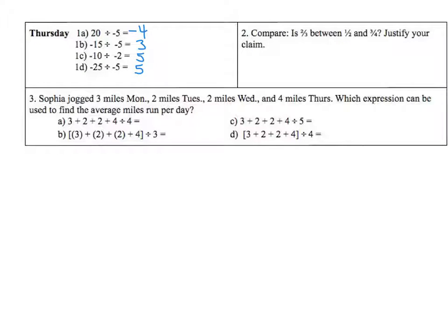Back to 1b, 15 divided by 5 is 3, 10 divided by 2 is 5, and 25 divided by 5 is 5. Okay, let's talk about question 2 now.